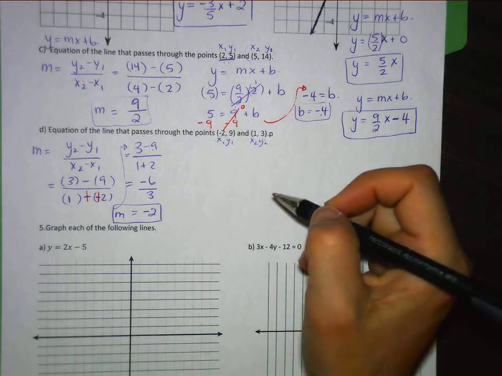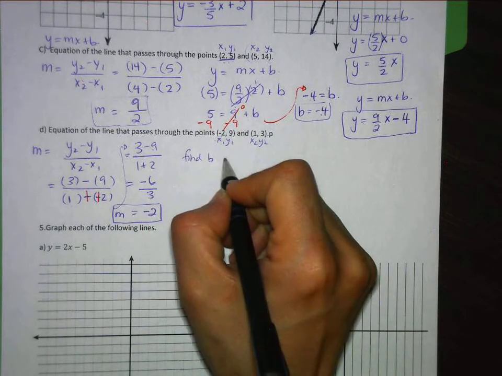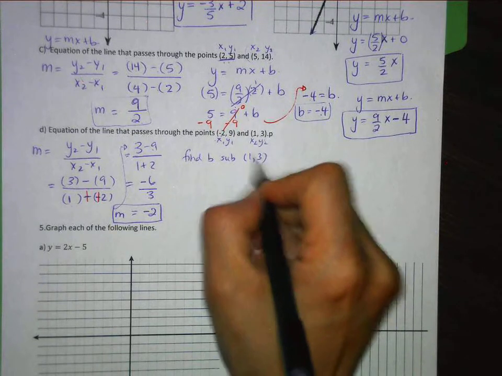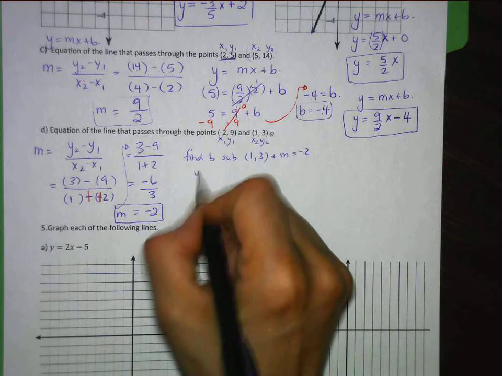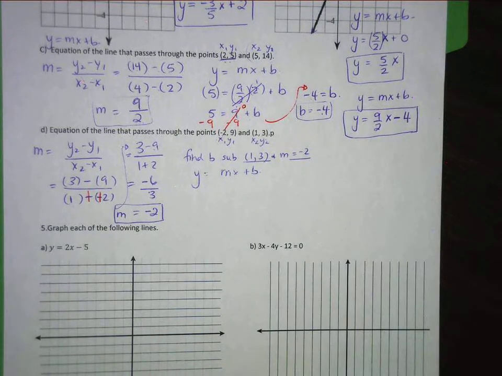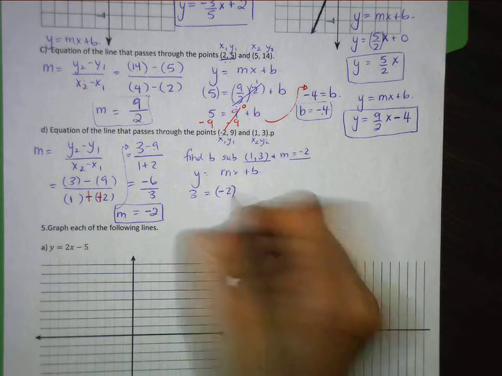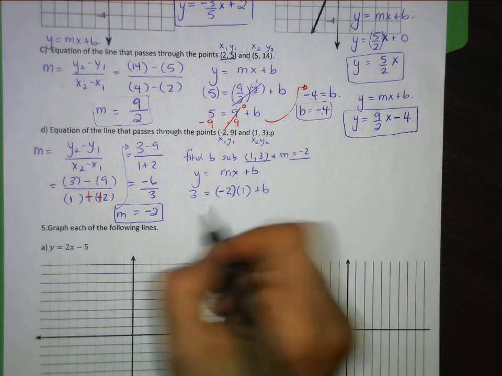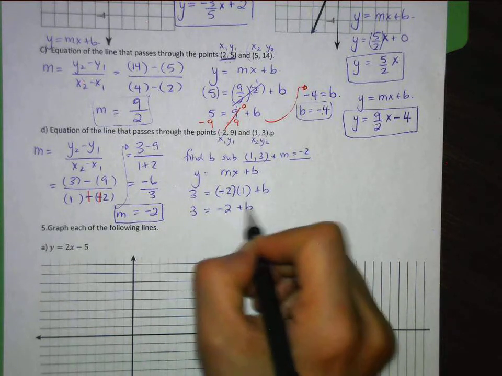You really have to keep track of all your negatives there. So again, now I'm going to find b by subbing in. I'm going to use 1, 3 because it doesn't have a negative value, and m is equal to negative 2. So you write y equals mx plus b, and I'm going to sub in for x and y and m. So y is 3, m is negative 2, I'm going to put that in brackets, x is 1, plus b. So let's do the math. Negative 2 times 1 is negative 2 plus b.